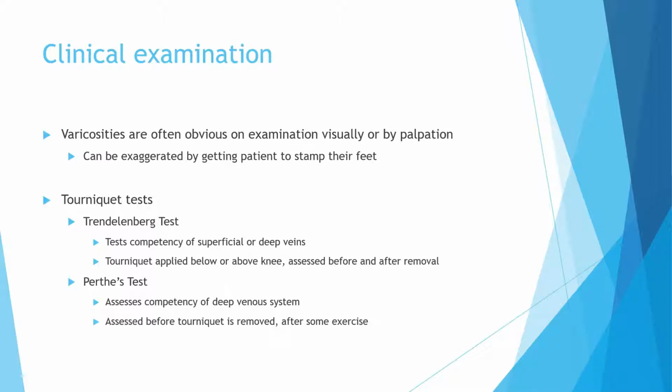You can continue to assess the level of incompetence by progressively moving the tourniquet down and repeating the test until you isolate that level.